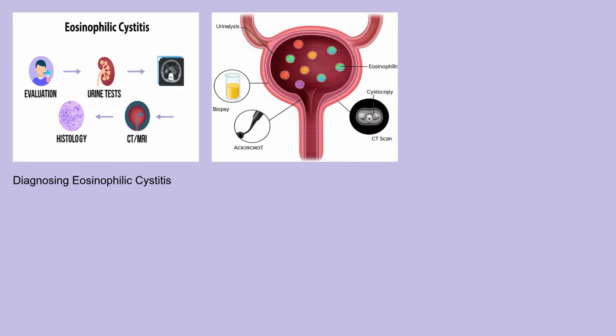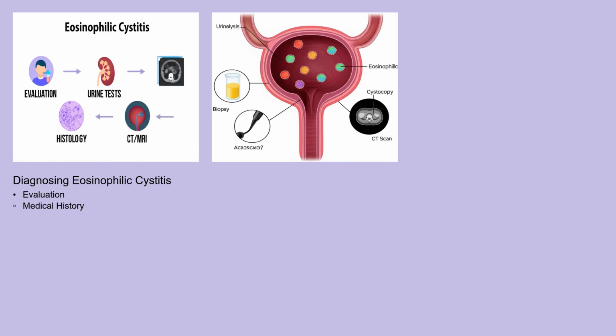Diagnosing eosinophilic cystitis requires a thorough evaluation, including a detailed medical history and physical examination. Urine tests are performed to rule out infections and identify blood or eosinophils. Cystoscopy, a procedure where a thin tube with a camera is inserted into the bladder, allows visualization of the bladder lining and collection of tissue biopsies.